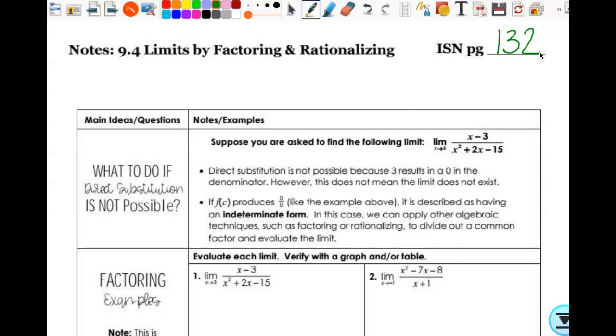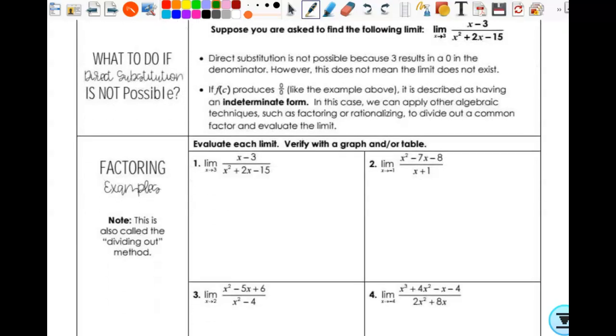So we're not going to look at any graphs today because we need to know how to do it multiple ways. We need to know how to do it graphically from a table and then also algebraically like we're doing today. Okay? So what if that direct substitution doesn't work? So what to do if it's not possible?